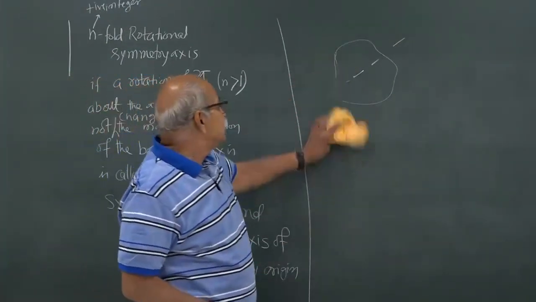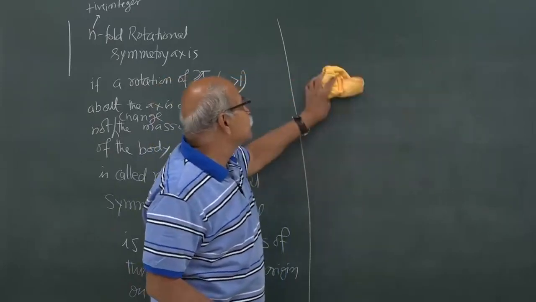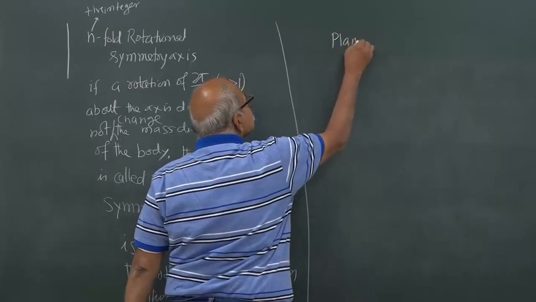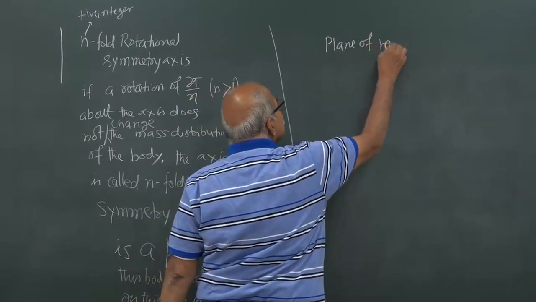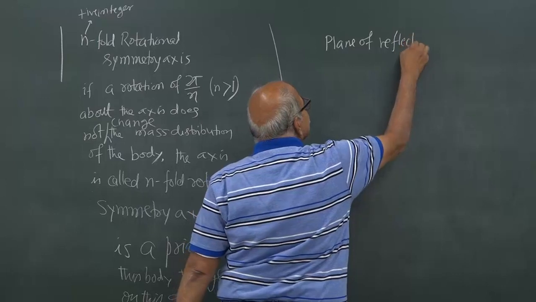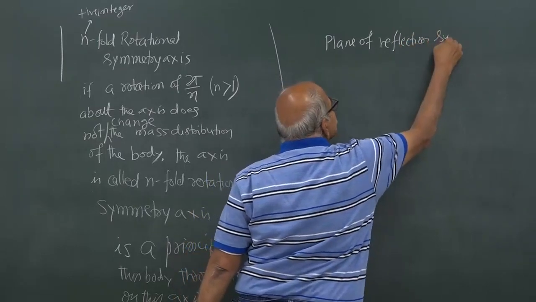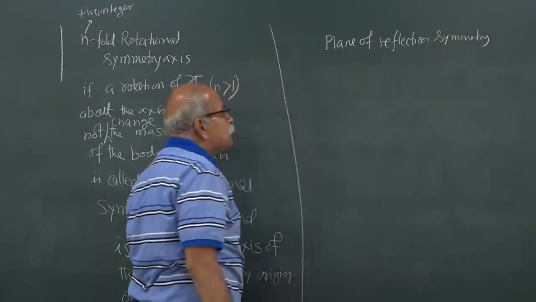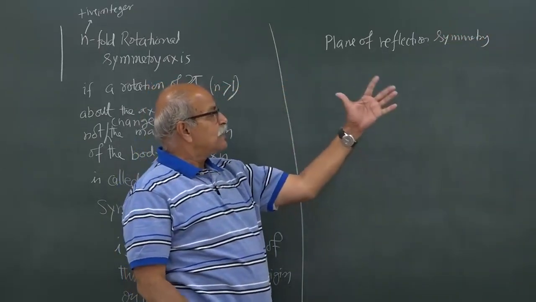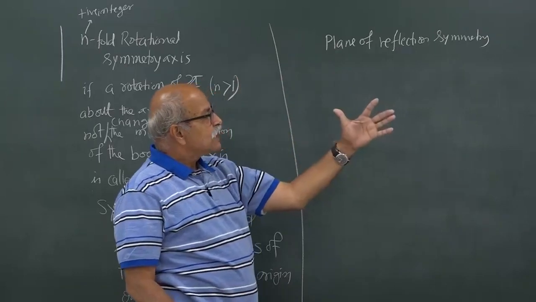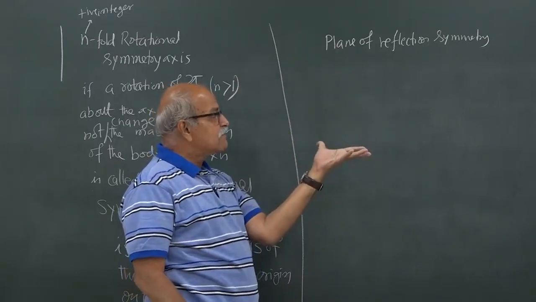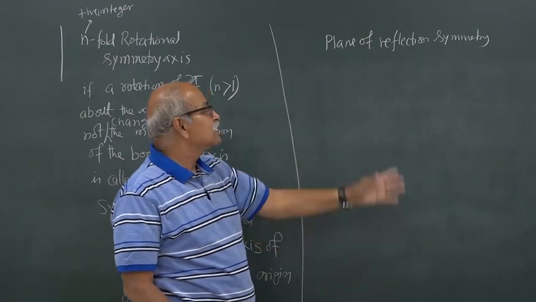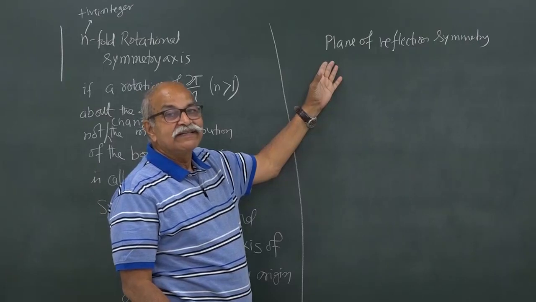and that is when you have what you call plane of reflection symmetry. If you get a plane through the point of interest, so that if you reflect the body in that plane, the mass distribution does not change, that plane is known as plane of reflection symmetry.